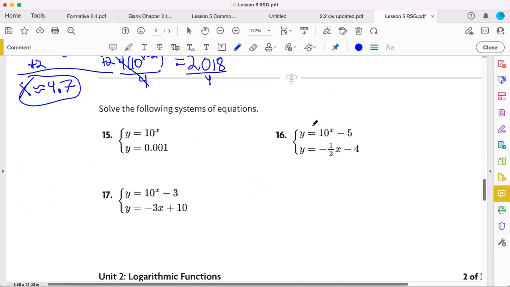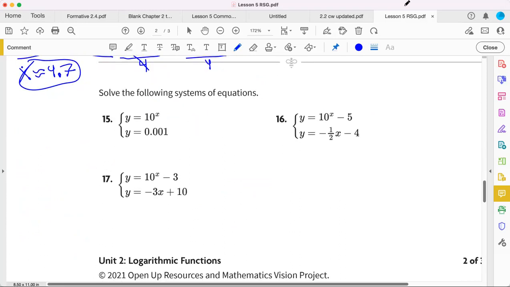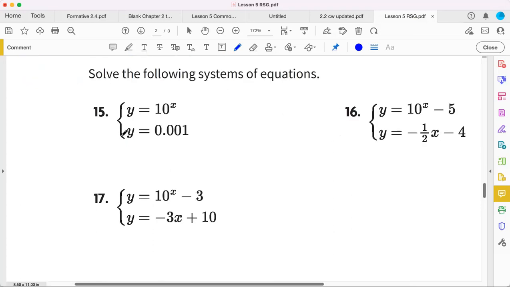Some of these might be tough and you might have to graph them. And we're going to try graphing some of these in a moment. Maybe not in this section. We might not even have to graph some of these. Maybe 17. 17 you might actually have to graph out. And I'll tell you why.